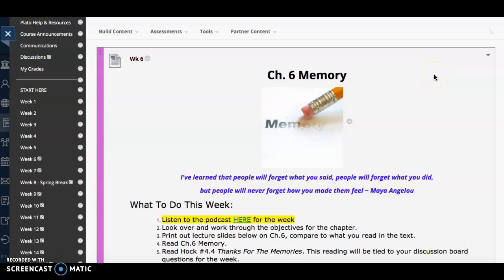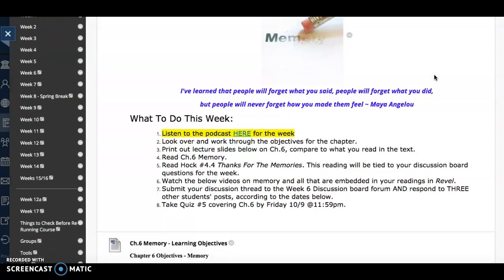This is week 6, where we will be covering Chapter 6, Memory. Here is your to-do list for the week.